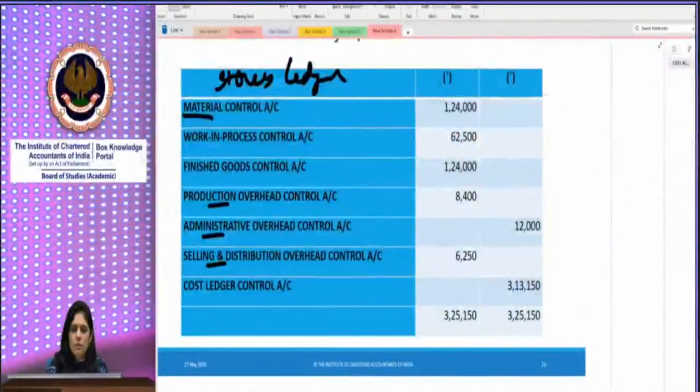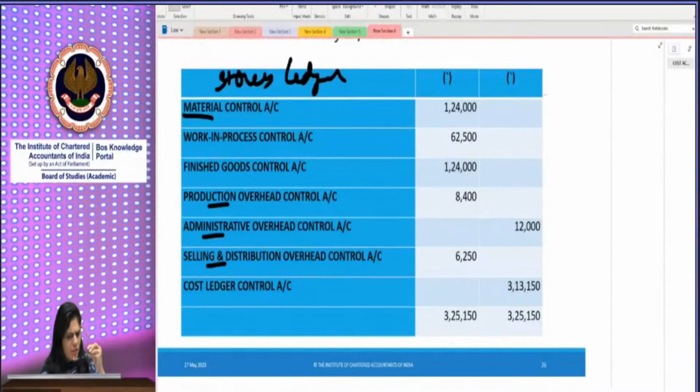Welcome back, students. So let's continue with this question. I hope you must have made all the ledger accounts. Let me see if there are any queries before we start.